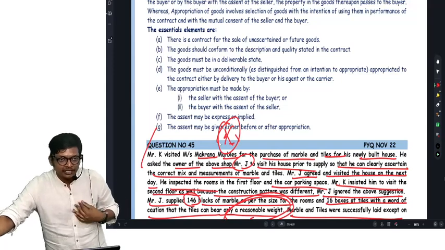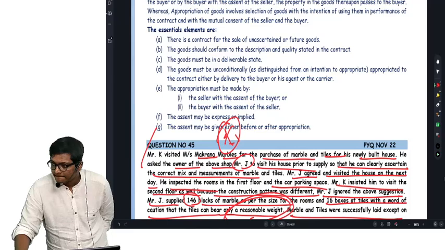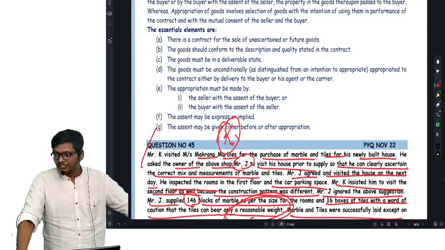Are you understanding? Online, are you there? Yes, Kirtika, are you actually understanding?